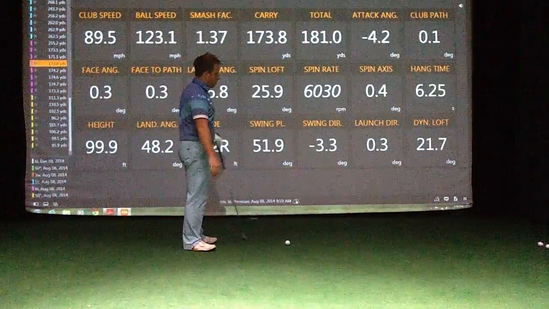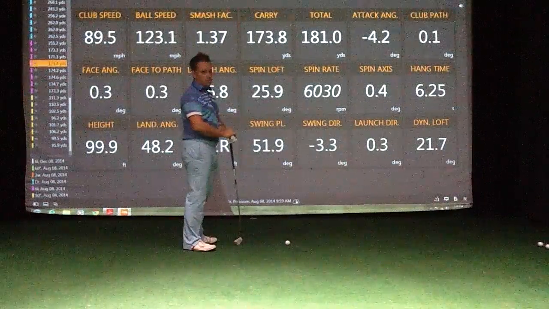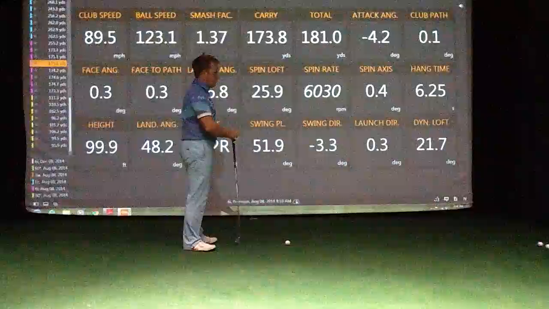The launch direction shows how far offline that ball is starting. So this ball started relatively straight at 0.3 degrees to the right, and if it was negative, it would be starting a little to the left.